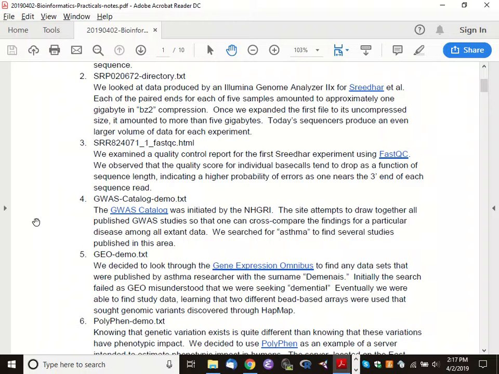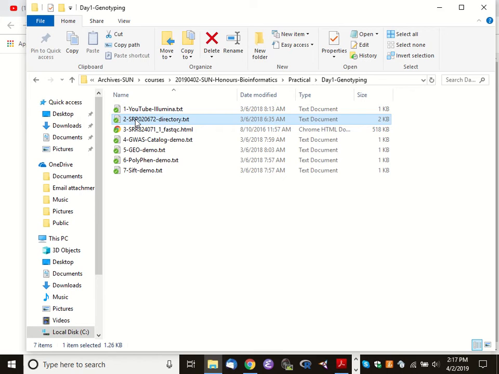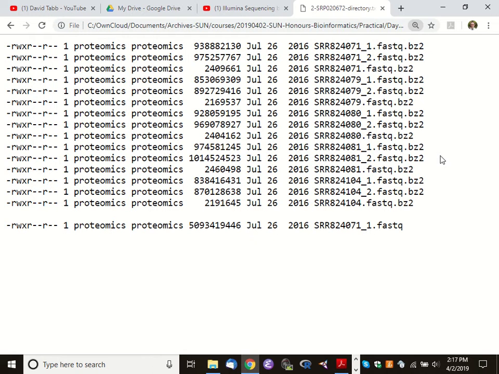Now, I've got this, I'm going to pull open my browser here. I'm going to get a blank tab open. All right. I'm going to open the directory file right in here. I realize that's kind of smallish, so let me blow it up a little larger. Okay. So what we are looking at is a directory listing.